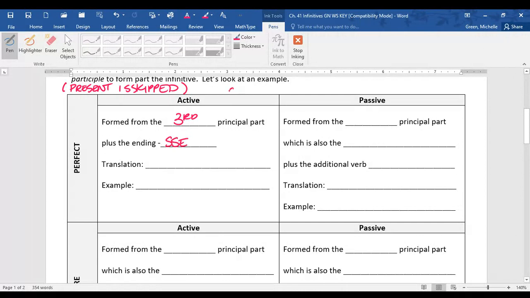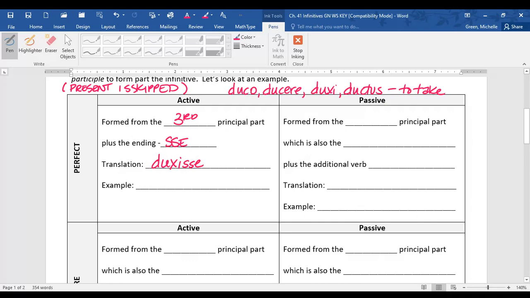So if we're looking at the verb duco, ducere, duxi, ductus, which again means to take or to lead, this would be the third principal part, duxi, plus -isse.